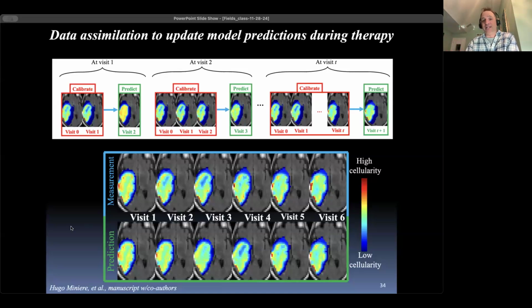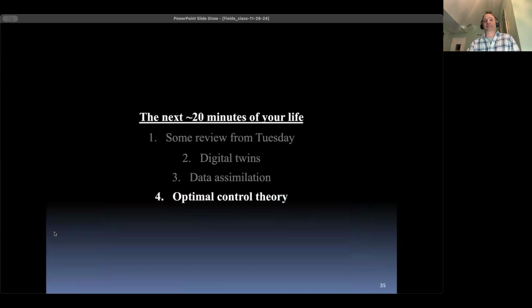So on the whole, it does a pretty good job of finding the areas of high cellularity and low cellularity, and even where those regions are, but the match is not perfect because the model, of course, is not perfect. Any comments or questions?